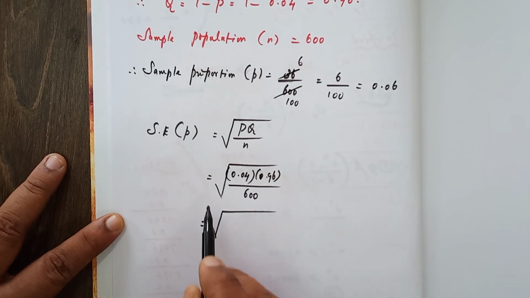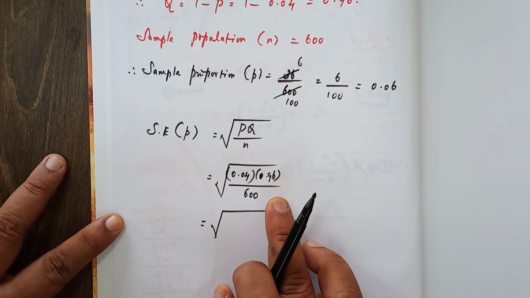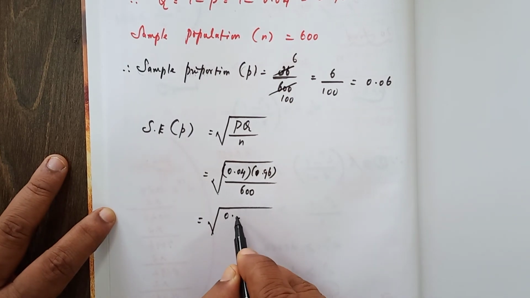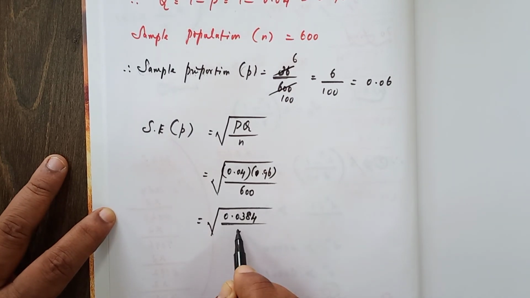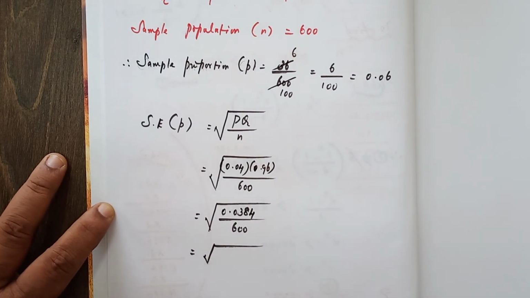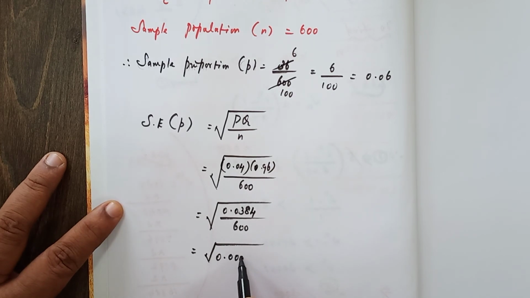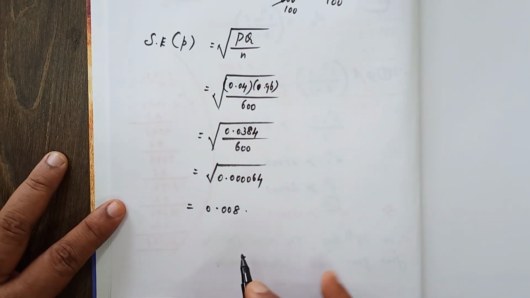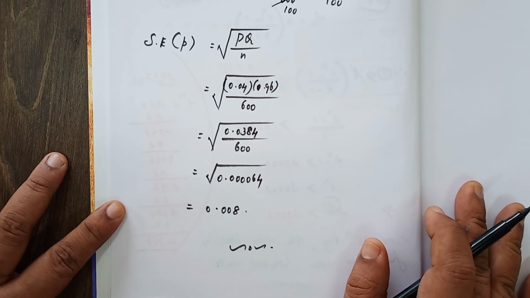Equals square root of 0.04 into 0.96. If you multiply, you will be getting 0.0384. 0.0384 divided by 600, you can make use of the calculator, that is equal to 0.00006 followed by 4. If you take the square root using the calculator, you will be getting 0.008. That's all. So standard error for that sample proportion is 0.008.